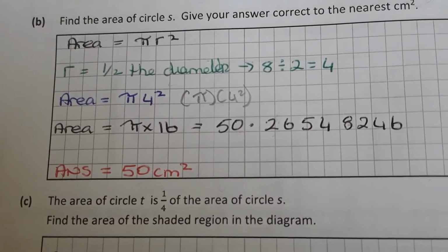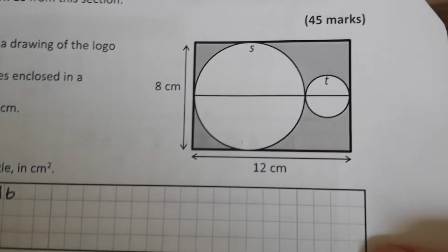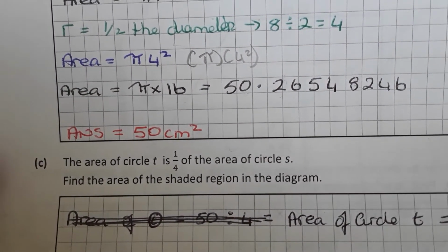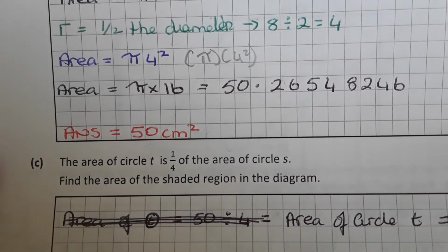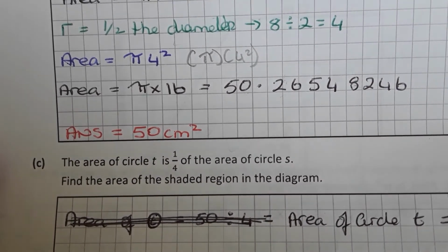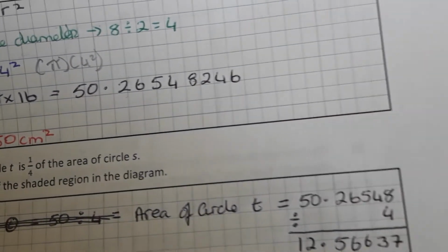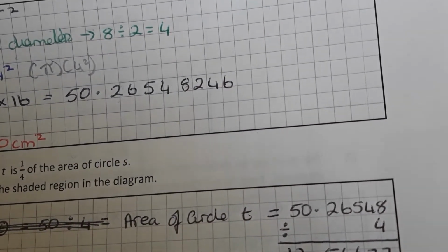Now it tells you that the area of circle T, that's the small one there, is a quarter the area of circle S. So find the area of the shaded region of the diagram. Now the first thing you have to do is find the area of the circle T. So the area of your circle S is 50.